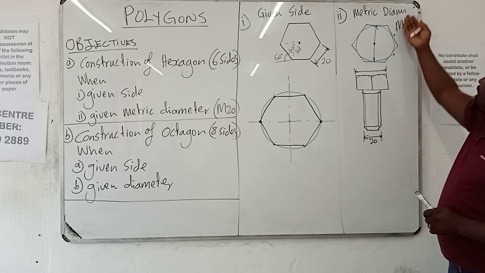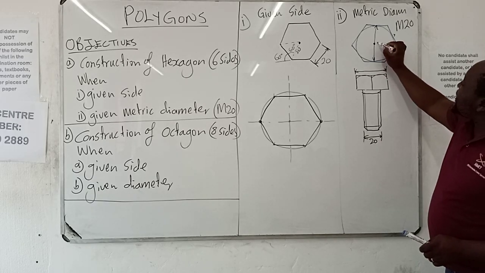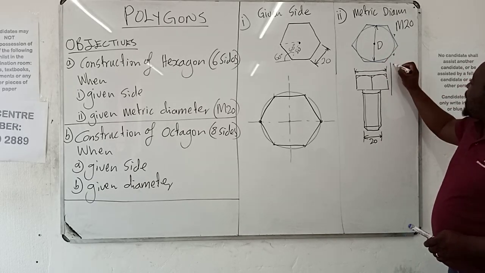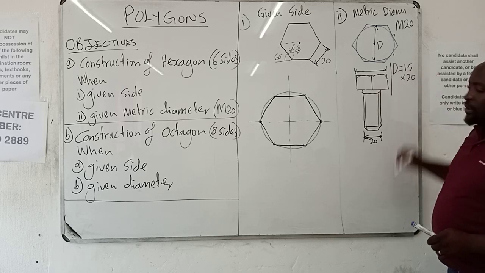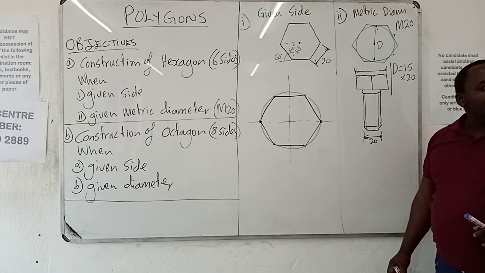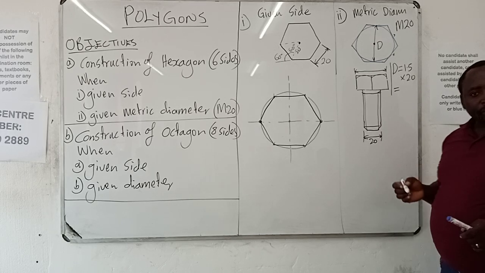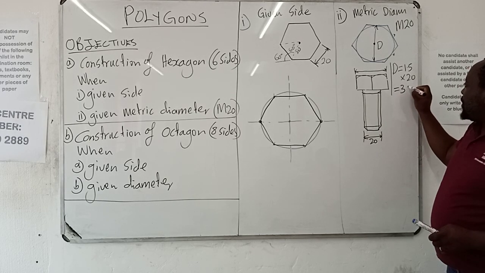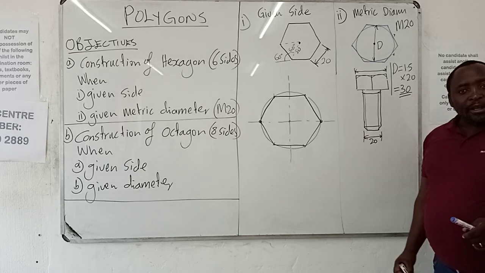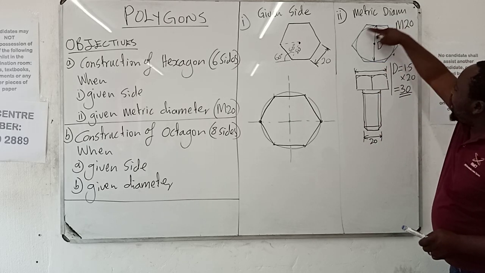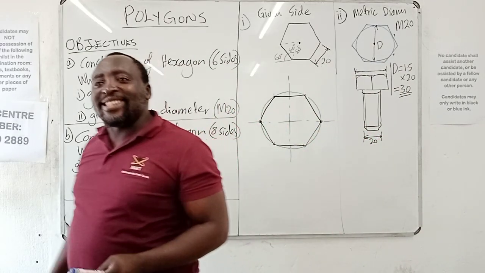Now, how do we use this information to draw? For us to get this diameter, it is equal to 1.5 times what? 20, the metric diameter. So this is equal to what? 30. Your calculators, they make your brain raise now. This is it, 30. So the diameter of this circle here, the inscribed circle, is what? 30. Not 20, it's 30.